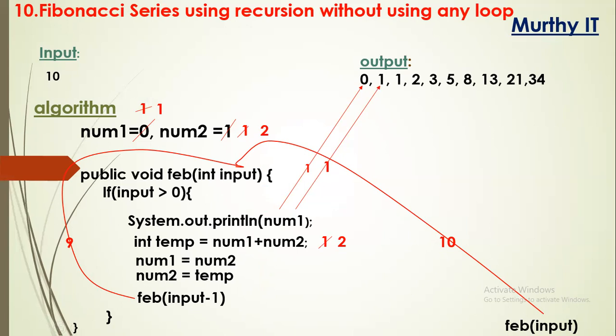Now the method itself will be called again. So here, currently, what is the number1 value, sir? Currently the input value.